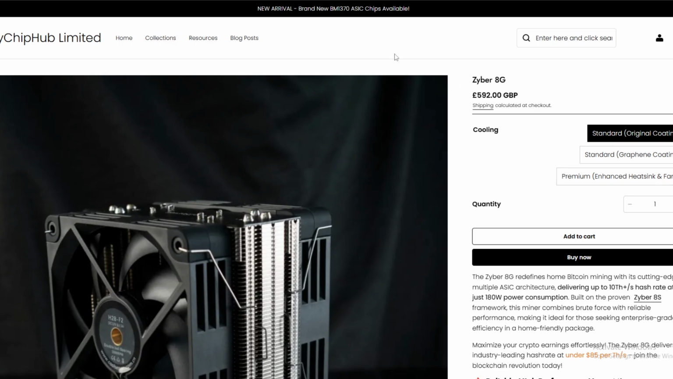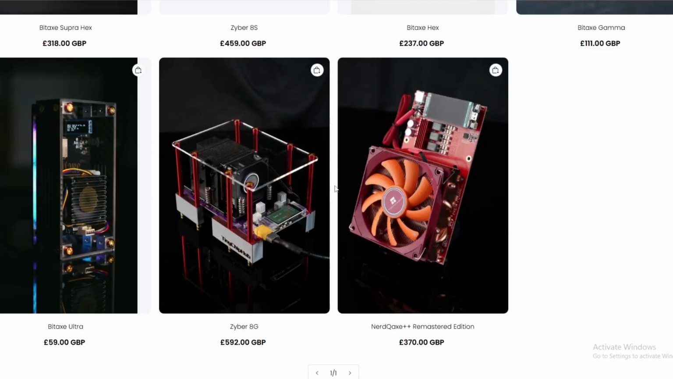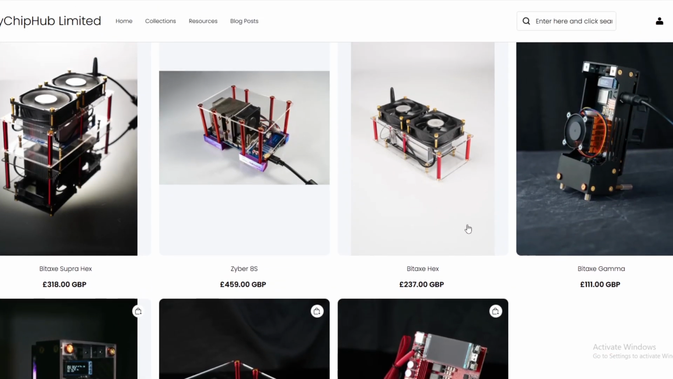But alternatively, you could go for the older versions because they're probably going to be dropping in price as well. Even the Bitaxe Hex gives you six chips. So if you wanted to buy the same amount of hash rate, you would probably have to buy four Gammas, which is around £400. Same with the Nerd QX, basically. The only thing that you're really upselling for is efficiency.